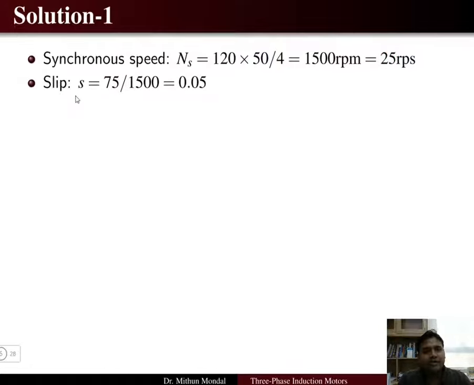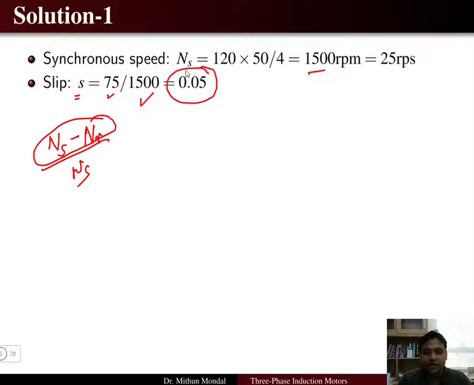Now we have to calculate the slip. Slip is basically the change in the speed relative between the rotor and the stator. We have seen that the value of the rotor speed is given as Nr. If we subtract Ns minus Nr, because Ns will always be greater than Nr, divided by Ns, we will get the value of the slip. The change in speed between the stator magnetic field and the rotor is 75 rpm, whereas 1500 rpm is the synchronous speed. So we get a slip of 0.05, which is dimensionless.